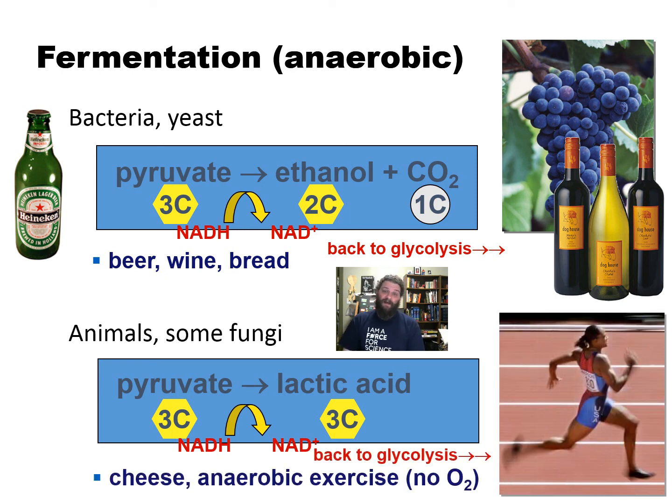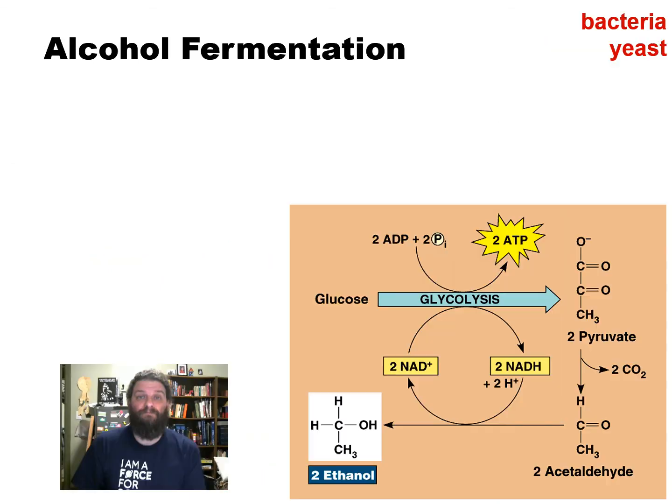We use lactic acid fermentation to make cheese, and we also use it when we're running under oxygen debt in our muscles. It does produce lactic acid, which doesn't make our muscles feel real great, but it does produce the ATP that we need when we're not getting enough oxygen.